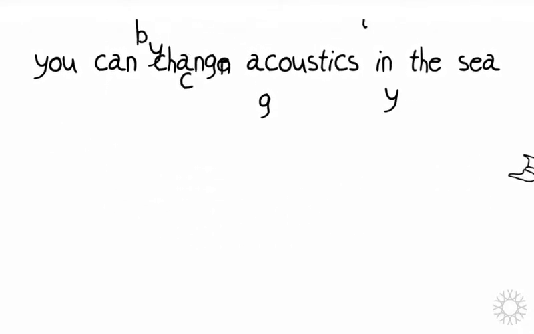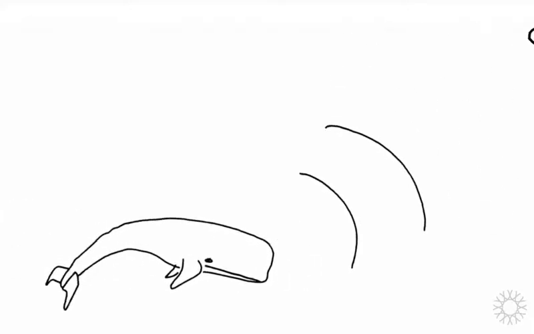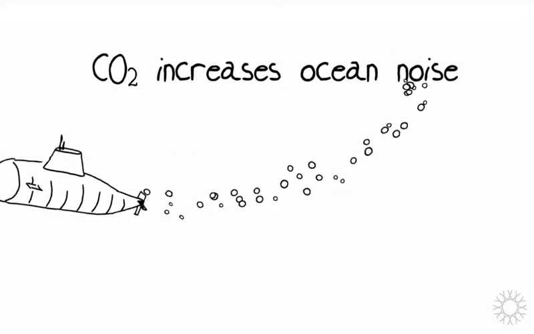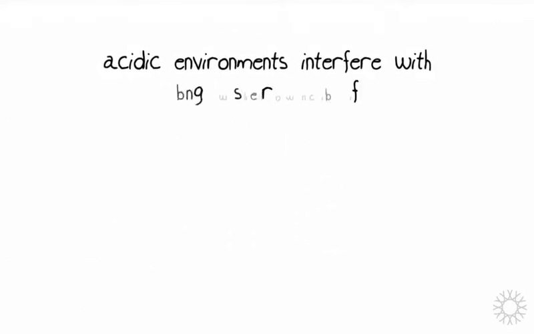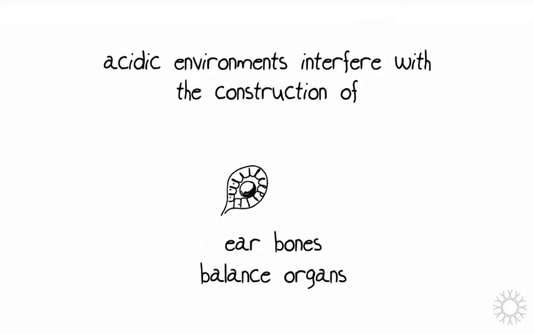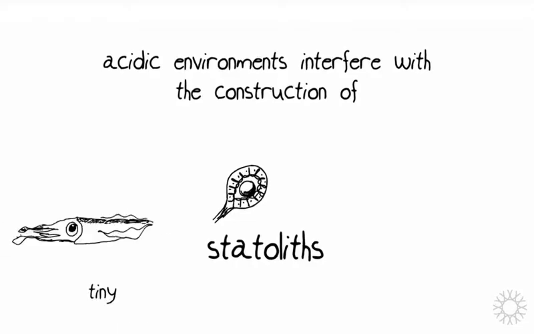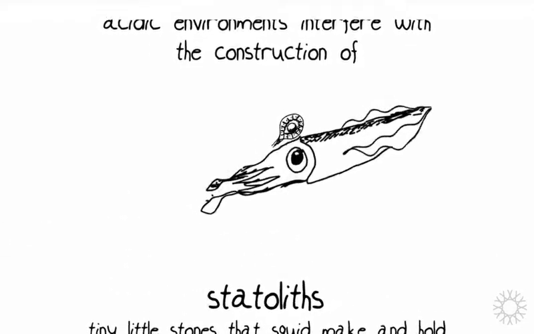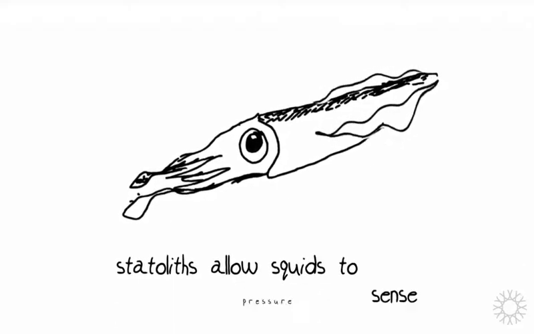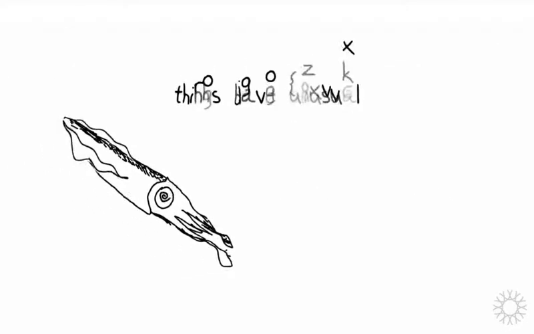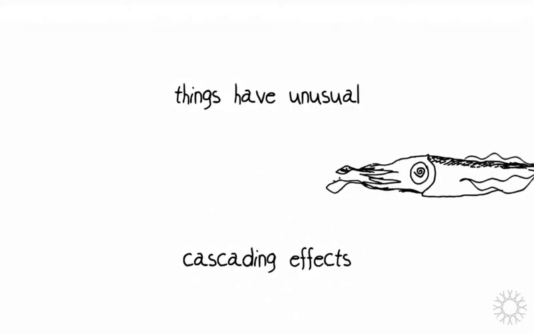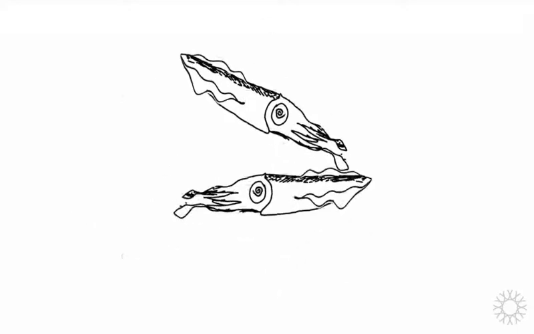The latter is kind of interesting because you can get changes in the acoustic properties of seawater by changing its chemistry, and that has huge implications for any animal that uses echolocation, for example. CO2 increases ocean noise, which is already getting noisier all the time through other human activities. More acidic environments can interfere with the construction of things like ear bones and balance organs, such as what are known as statoliths, tiny little stones that squid make and hold in special chambers in their bodies. Statoliths allow squid to sense pressure and changes in direction and movement, and this just illustrates how little we know. Things have unusual kinds of cascading effects that you might not think of, over and above this inability to make calcium carbonate skeletons from seawater.